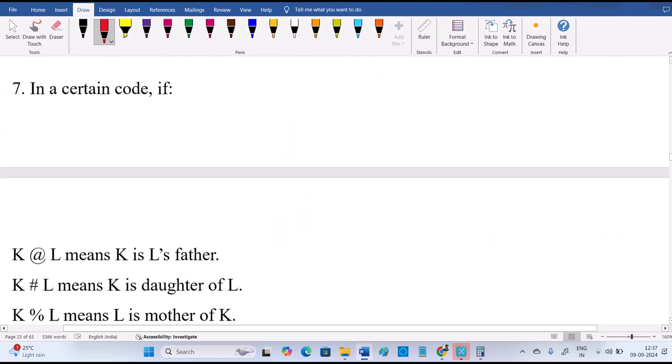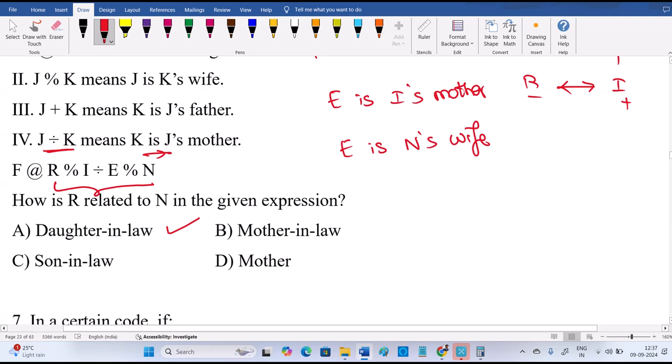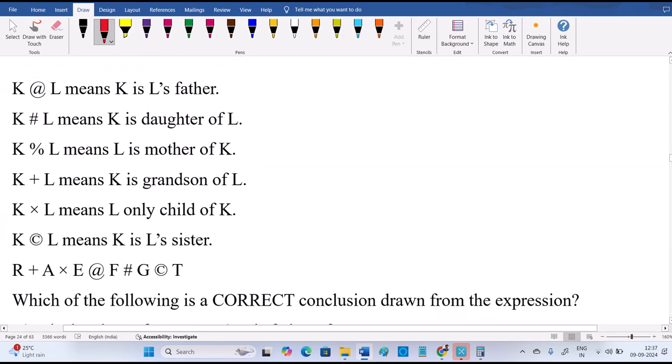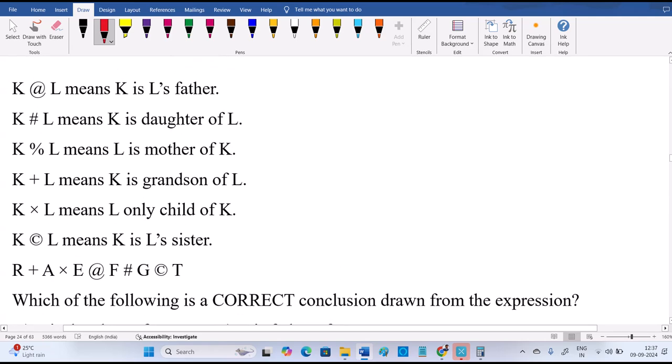Right. Next one, what should be generally followed? They'll give relationships. They'll ask which equation among the options is okay. Let us see if that is there or not. No, but they gave a correct conclusion to be drawn. Guys, big data, be careful. R plus A, R is grandson of A. So A's son or daughter's son.